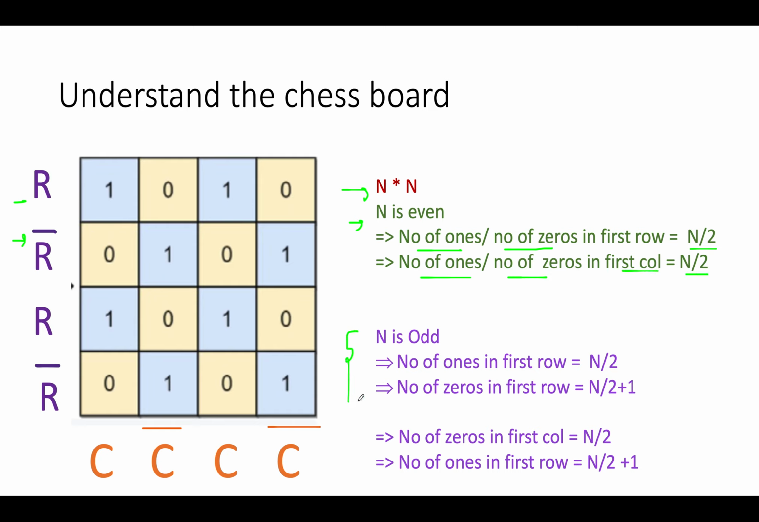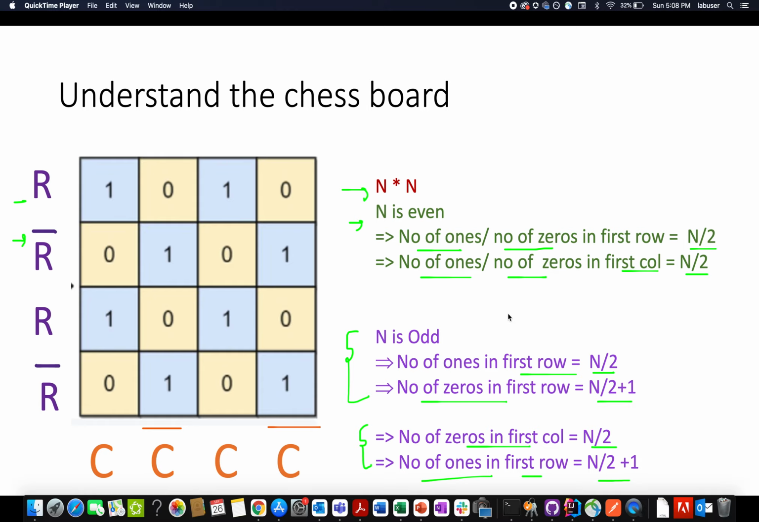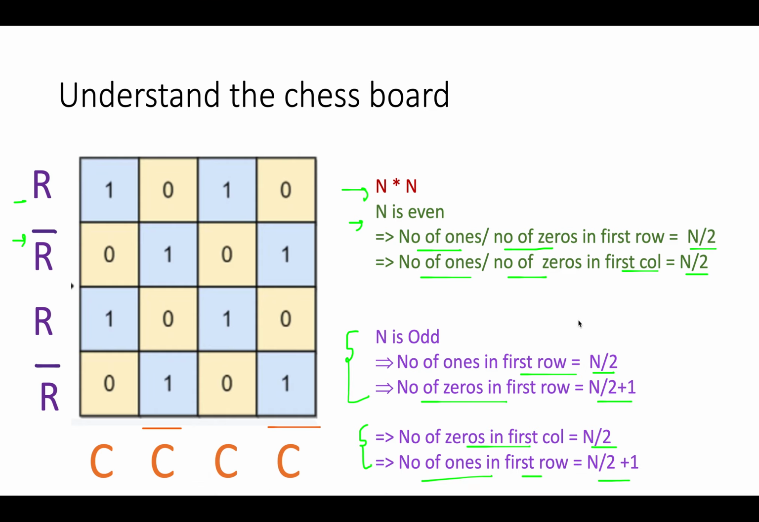For the case when n is odd, the number of ones in the first row can be n by 2. In that case, the number of zeros would be n by 2 plus 1. For the case where the number of zeros in the first column happens to be n by 2, the number of ones would be n by 2 plus 1. This condition holds true for all rows and columns, for both the cases, n equals even and n equals odd.